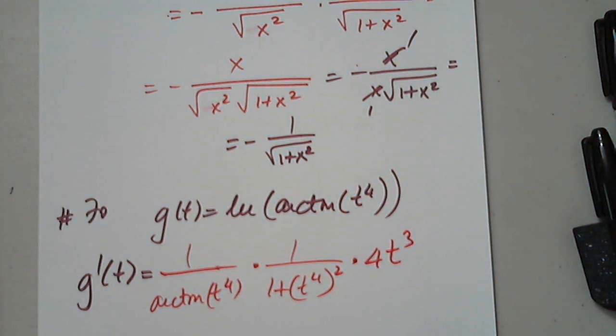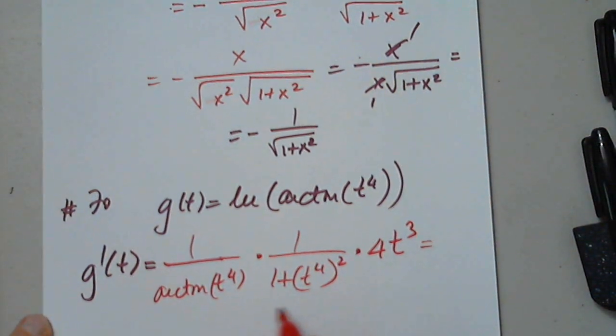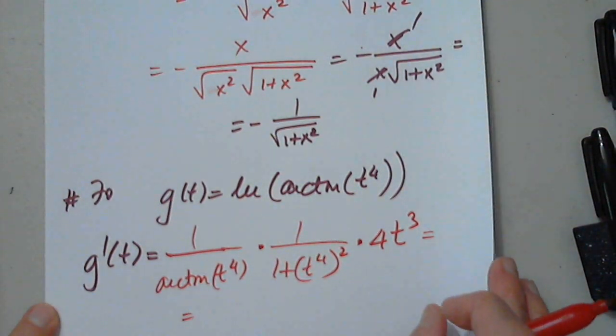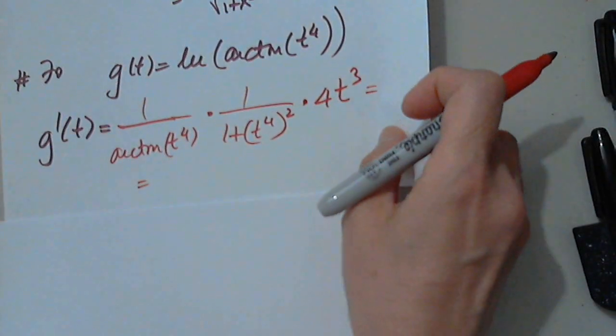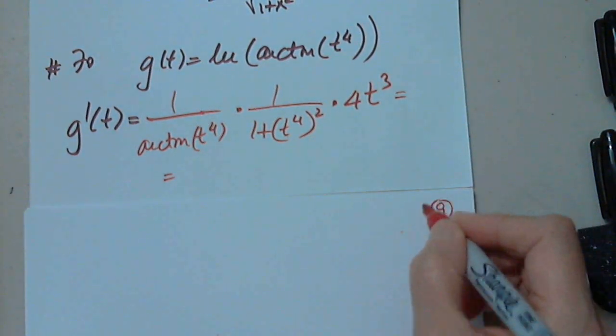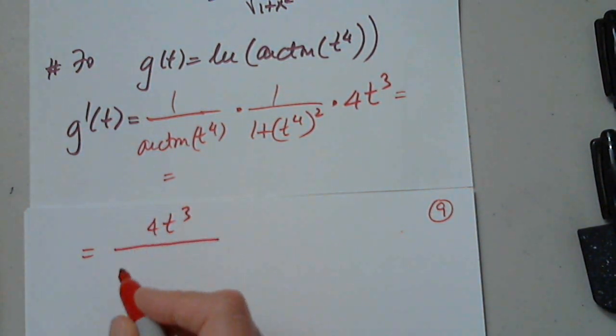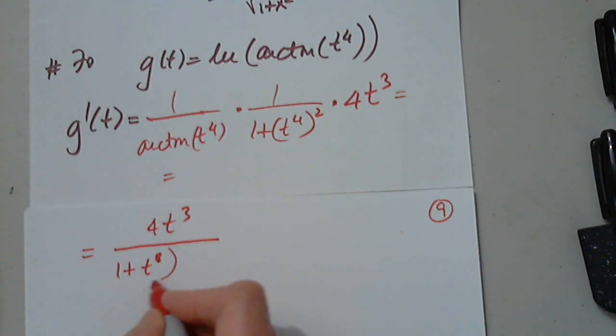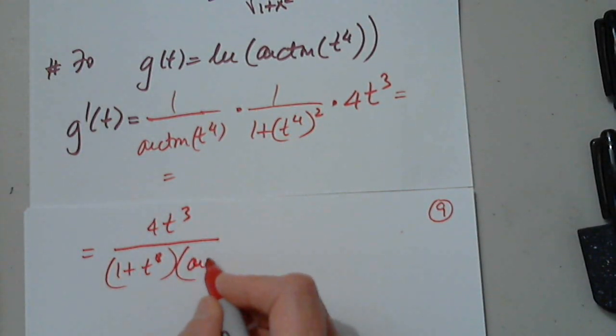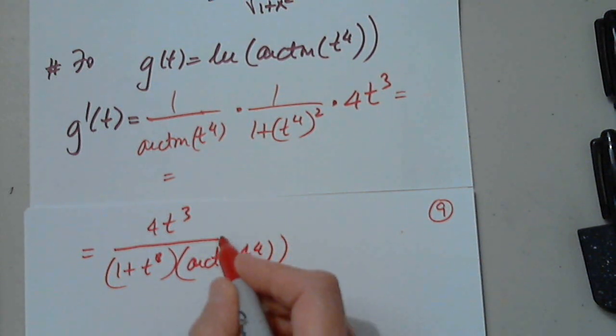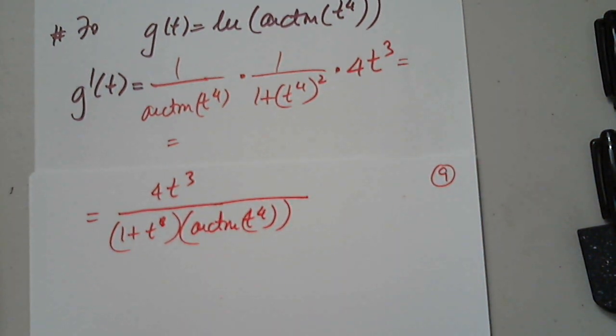That's it. No one can further simplify it, but I can slightly condense it, and I don't have enough room here. I'm going to move on to the next page. So this is 4t to the third over 1 plus t to the 8th times arc tangent t to the 4th. That's how we deal with the inverse trig functions, only for arcsine, arccosine, and arctangent. Do we need more examples?